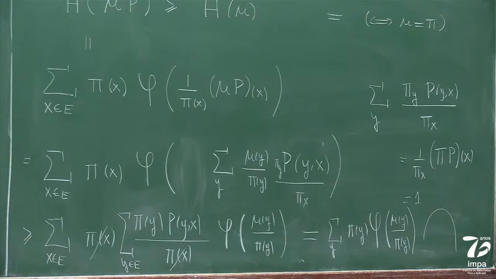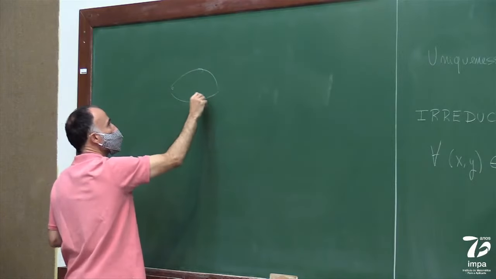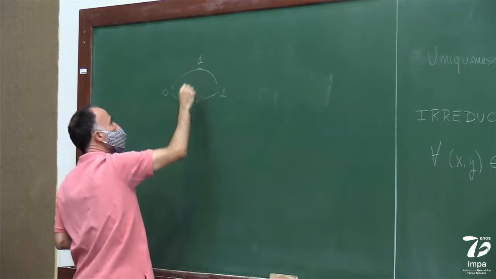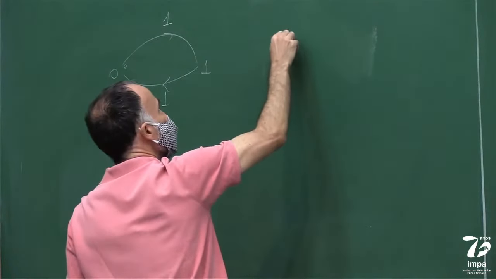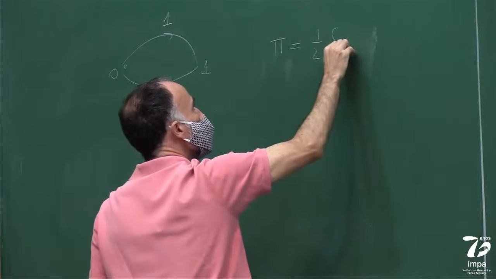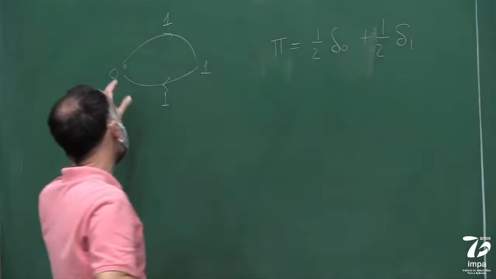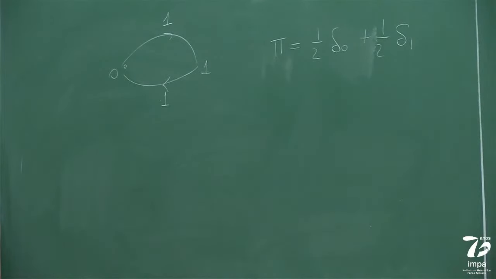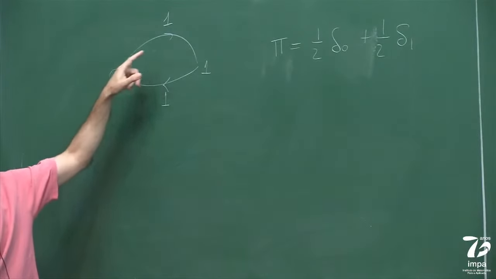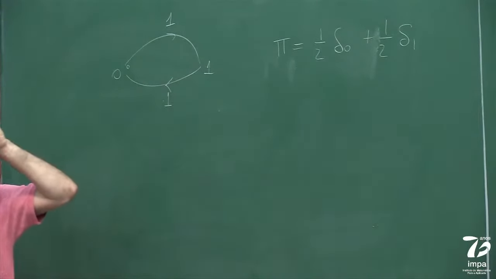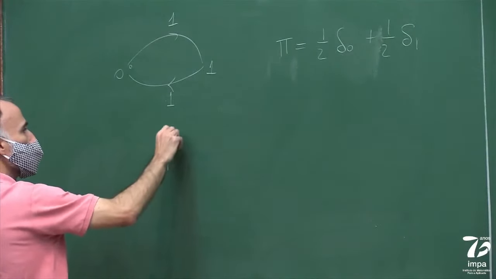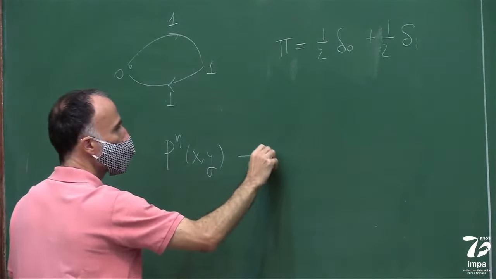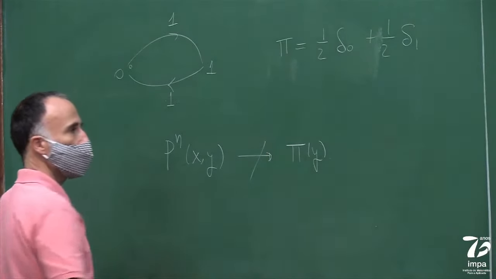And the answer is no, because what can happen is, here's a simple example. You have 2 points. You jump from one to the other. Okay, so the stationary state pi is equal to 1/2 of d0 plus 1/2 of d1. So you put weight 1/2 and 1/2. But clearly, you don't converge, because if you start from 0, at even times you're at 0, and at odd times you're at 1. So that will never converge to pi. Okay, so p^n(x,y) will never converge to pi(y) in this example.